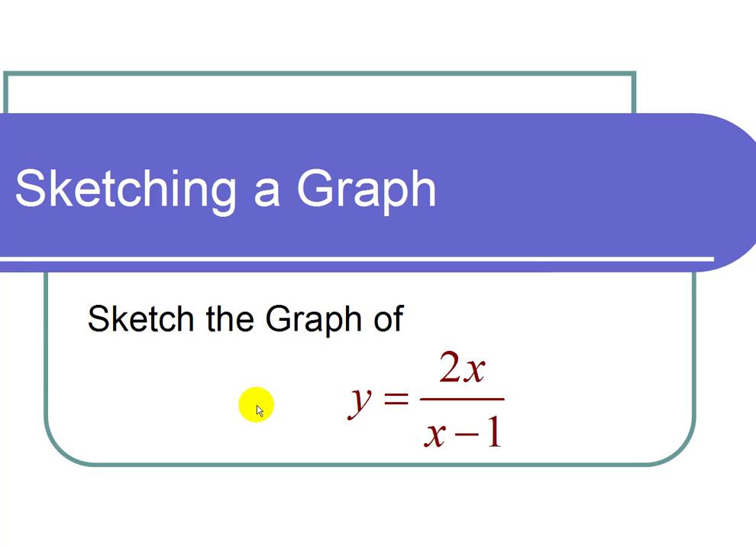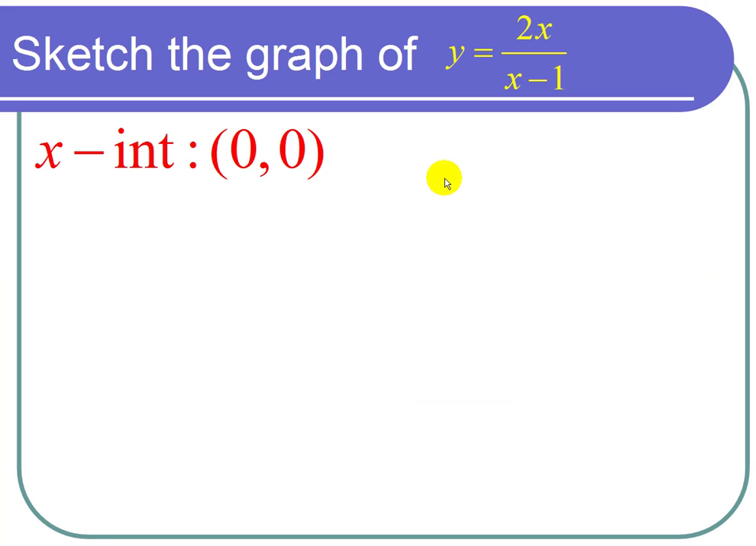This is a video on using calculus to sketch a graph. The question states, sketch the graph of y equals 2x over x minus 1. So I'm going to start by finding my intercepts. And that is, if y is 0, then x is 0. So I get (0, 0) for both the x-intercept and the y-intercept because the origin includes both.